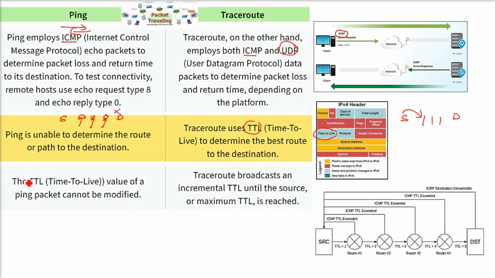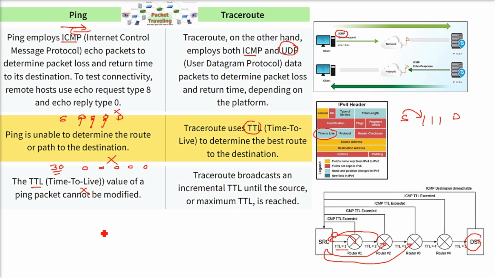The TTL or time to live value of a ping packet cannot be modified. Once TTL is given, that will be final. TTL is an 8-bit field. If you see the IPv4 header, you'll get it. So if you are saying 30 hops, it will only go to 30 hops. It will not reach the destination if the destination is beyond 30. But traceroute sends an incremental TTL until the destination or maximum TTL is reached. TTL 1 goes to the first router, TTL 2 goes to the second router, like that.